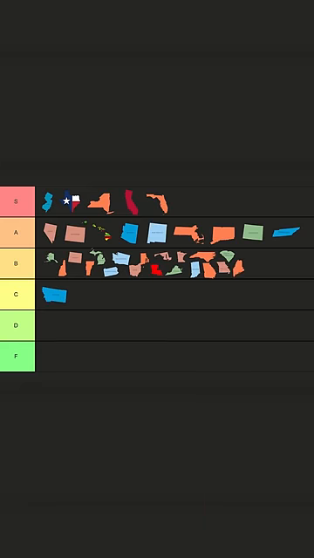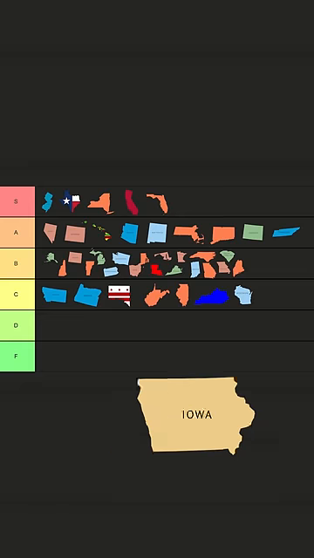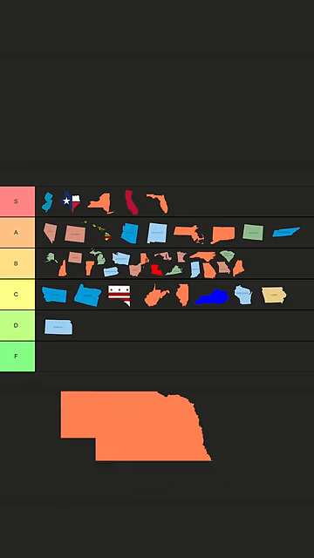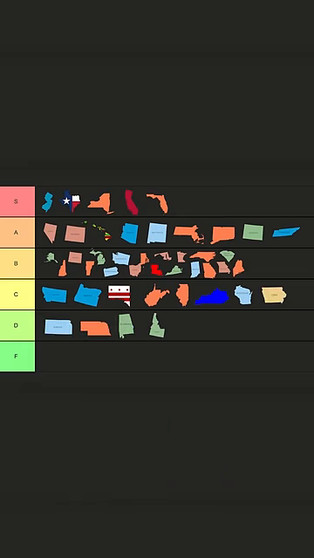The C tier is Montana, Oregon, Washington, D.C., West Virginia, Illinois, Kentucky, Wisconsin, and Iowa. The D tier, and we're looking at Kansas, Nebraska, Alabama, and Idaho. And then finally, in the F tier, we have North Dakota, South Dakota, Arkansas, Mississippi, Oklahoma, and Delaware.